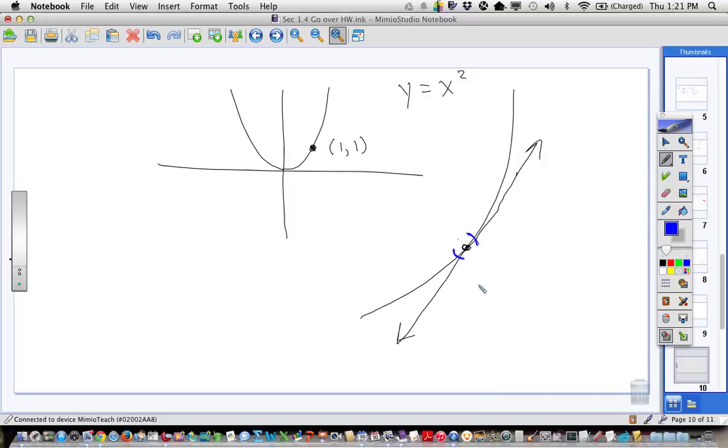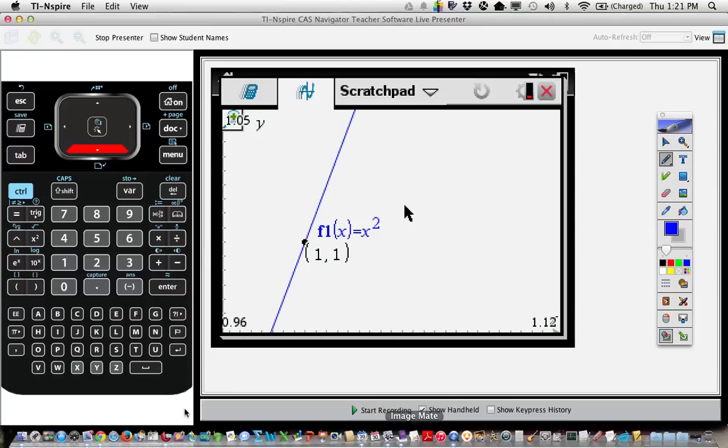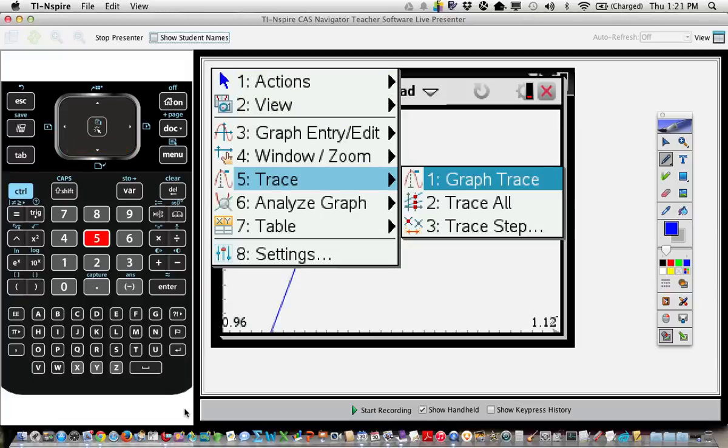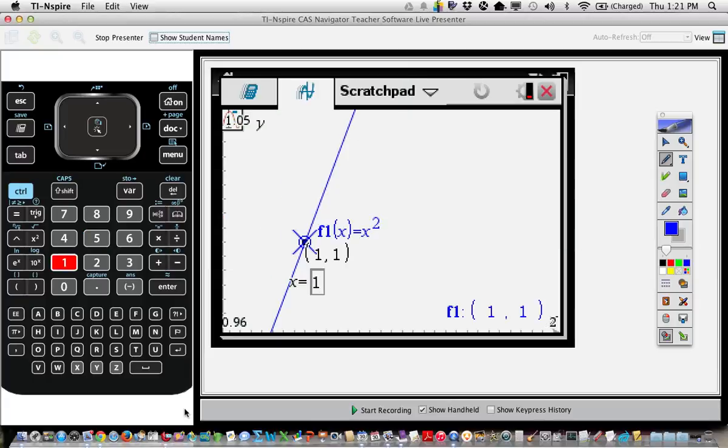Do we know 2 points on that line? We only know this 1 point that's on the line and the curve. So now, back to Courtney's picture, back to your graph, if she now goes to trace, so everybody can do this, go to trace, graph trace, and type in a 1, hit enter. So we're now on this point.